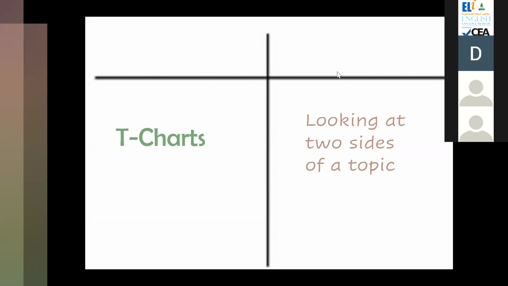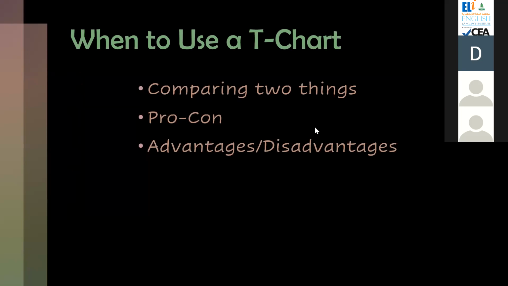Another one, T-charts, two sides of a topic. It's called a T-chart because basically it looks like a big letter T. You put one side and the opposite side, it can be, oh, I don't know, compare two things. It could be a pro-con. It could be advantages and disadvantages, a problem and a solution, compare, contrast.